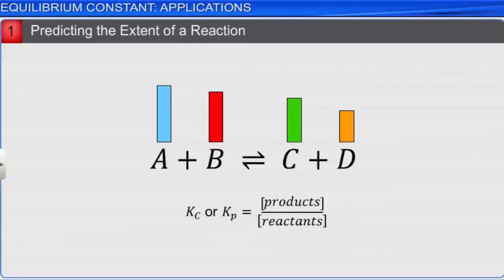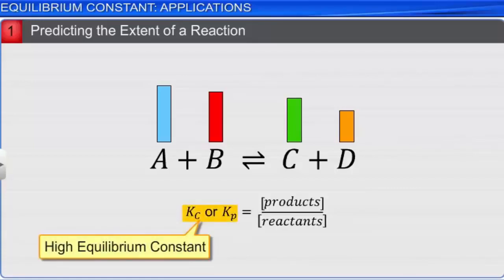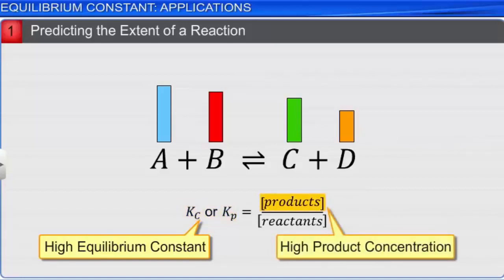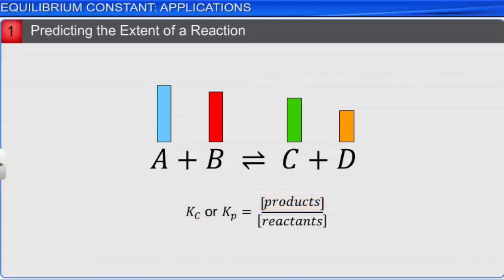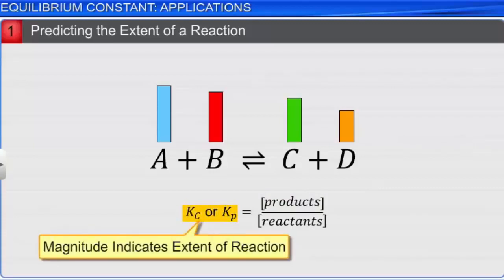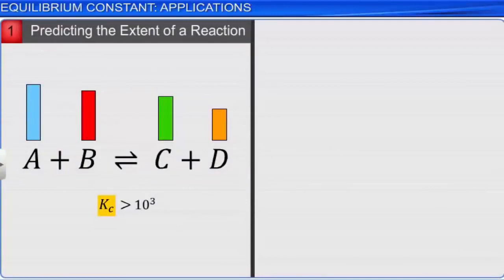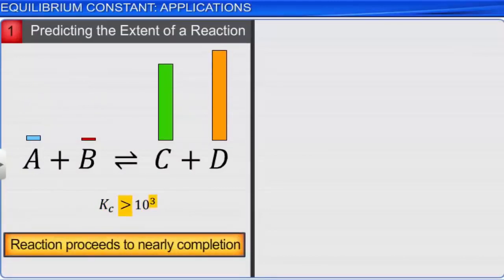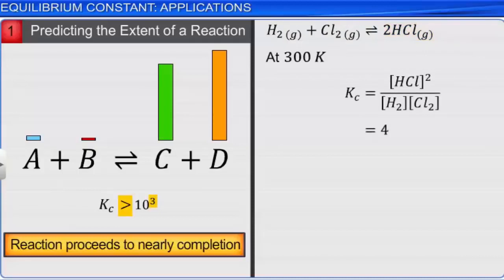Hence, a large value of an equilibrium constant indicates a high proportion of products to reactants, and vice versa. The magnitude of the equilibrium constant, Kc or Kp, indicates the extent to which a reaction will proceed. If the numerical value of the equilibrium constant is greater than 10 raised to the power 3, it means that the reaction nearly proceeds to completion and that the equilibrium concentration of the products is large. For example, the equilibrium constant for the gaseous reaction between hydrogen and chlorine to form hydrogen chloride at 300 Kelvin has a very large value of 4 into 10 raised to the power 31.